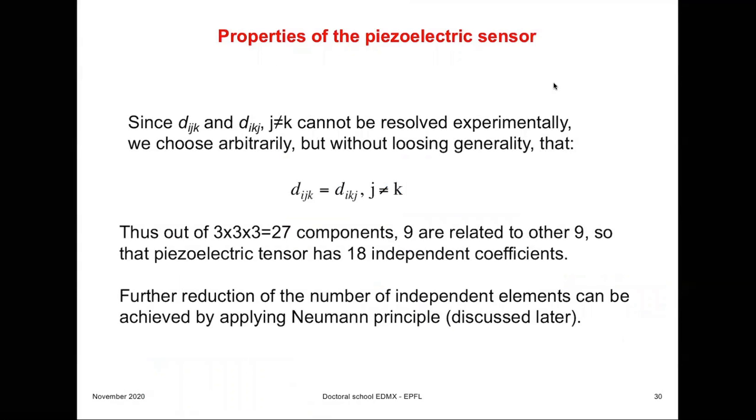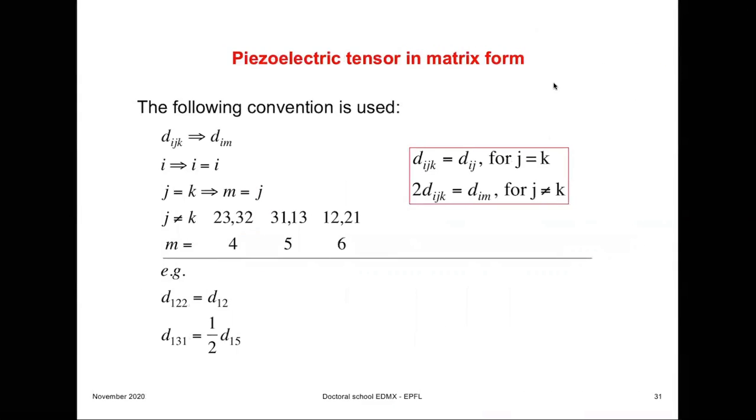So out of 27 components, the 3 times 3 times 3 components of the piezoelectric tensor, we have 9 that are related to other 9, and that means that we have 18 independent piezoelectric coefficients. That's the maximum, and this can be further reduced by taking into account crystal symmetry. And that's something that we will do later on.